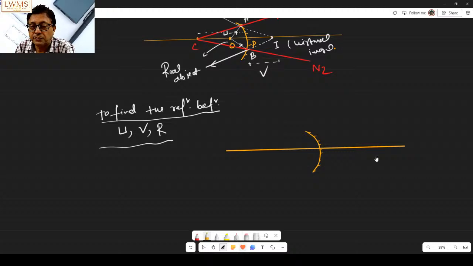Okay, we are taking the object here, object at this point. We have to form the image. The center of curvature lies somewhere like this. Light is incident here. You must draw the normal there. This is the center of curvature.